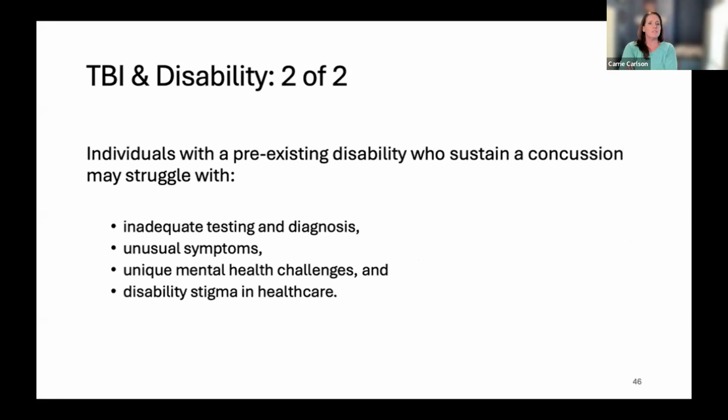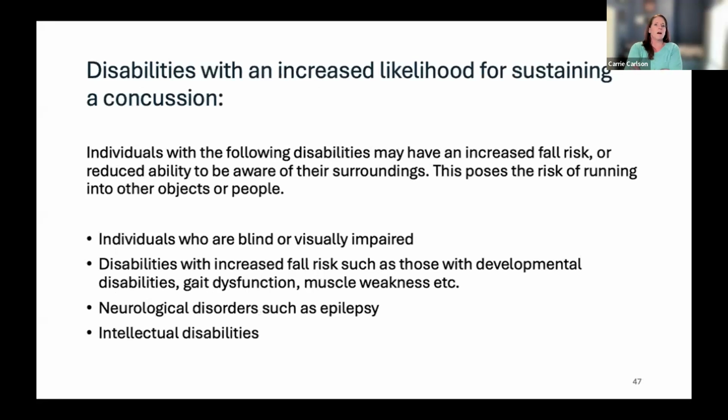And then disability 202. So individuals with pre-existing disabilities who sustain a concussion may struggle with inadequate testing and diagnosis, unusual symptoms, unique mental health challenges, disability stigma, and disability stigma in healthcare. And again, these resources are in the notes, so you can go back and look more into those. And disabilities with the increased likelihood of sustaining a concussion.